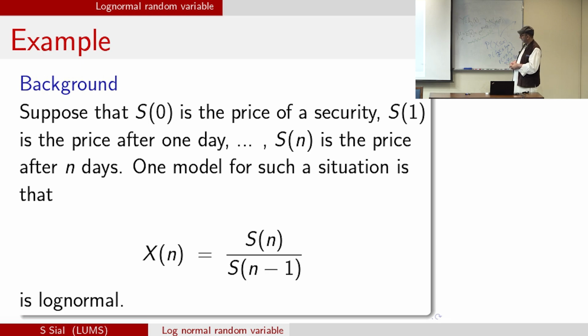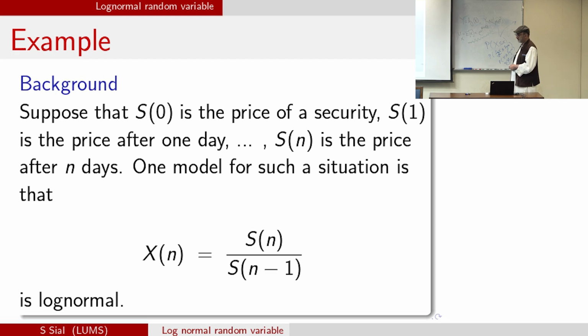One of the models that's used is you look at the ratio of successive days. So I look at S of n over S of n minus 1 to give me an idea of how the value of my asset is increasing or decreasing from day to day. And I can call that X of n, for example.